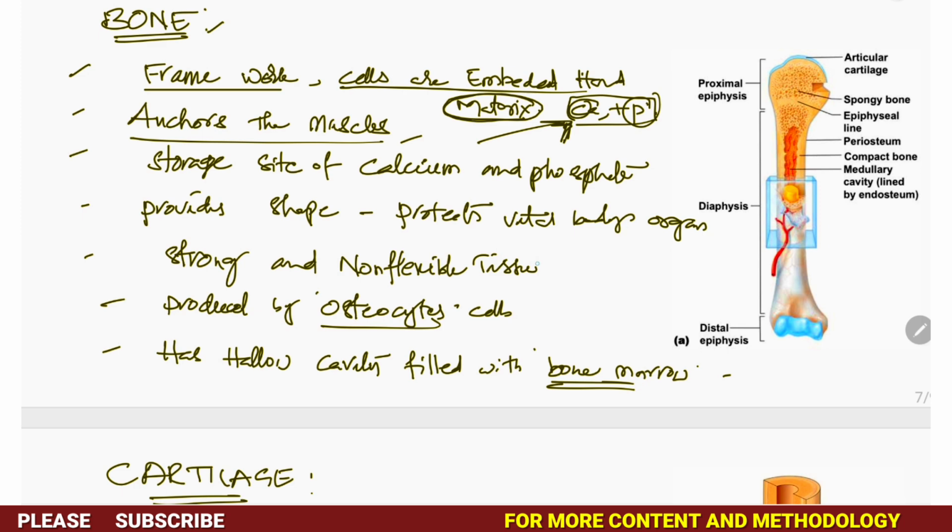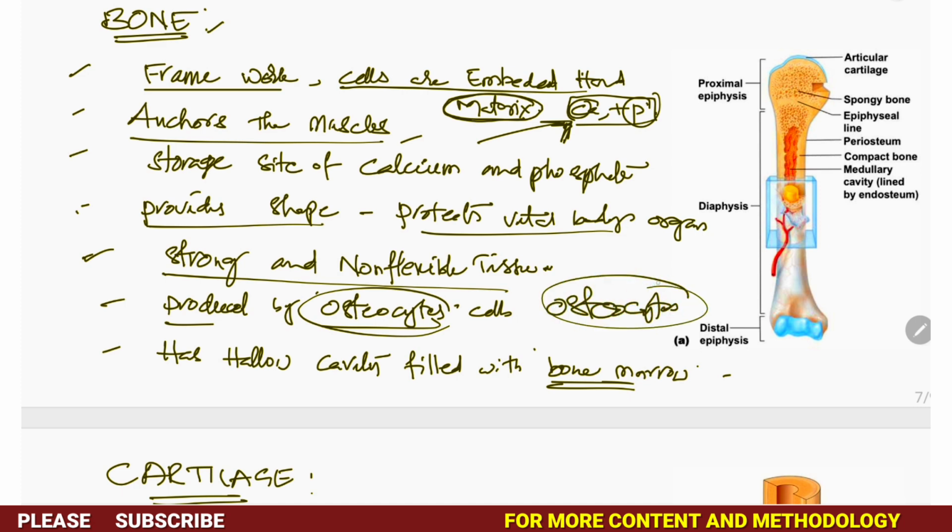It also supports the main organs, just like the brain and lungs and tissues. Bone provides shape to the body and protects the vital body organs, as we have already discussed, such as the brain and lungs and all the tissues. It is also a strong and non-flexible tissue, which is produced by osteocytes. So the cells in the bone are called osteocytes.